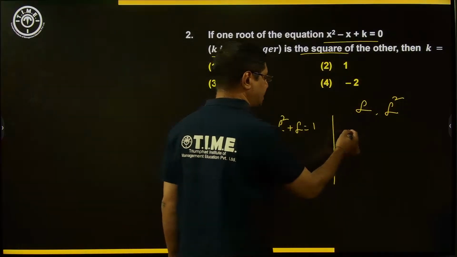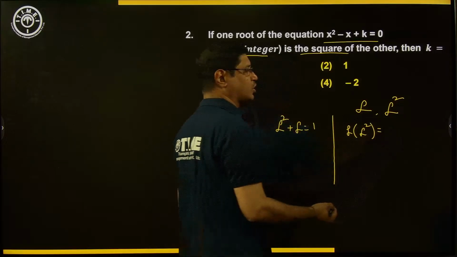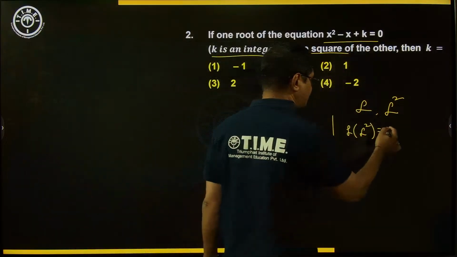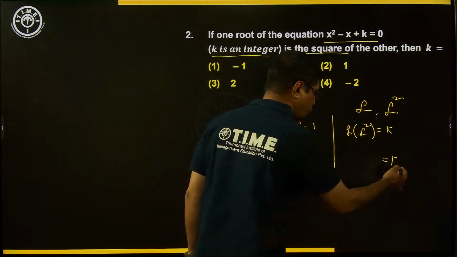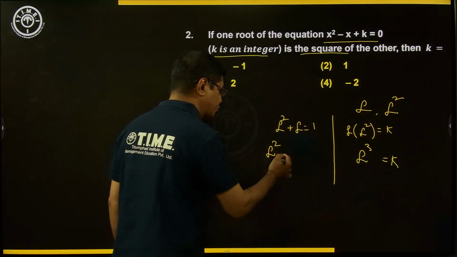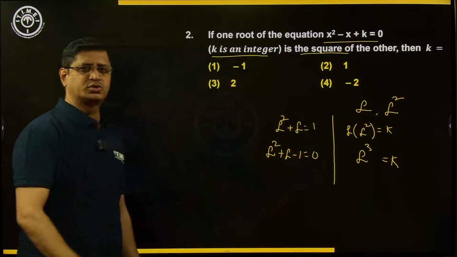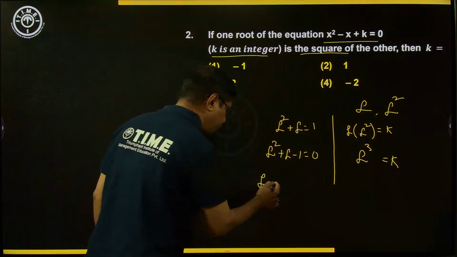Product of the roots means alpha into alpha square, that is equal to c by a. Product of the roots is equal to c by a. C by a, that is k by 1, that is k. Means k is equal to alpha cube. Here alpha square plus alpha minus 1 is equal to 0. Find the roots of this quadratic equation. So minus b, what is the value of alpha means?